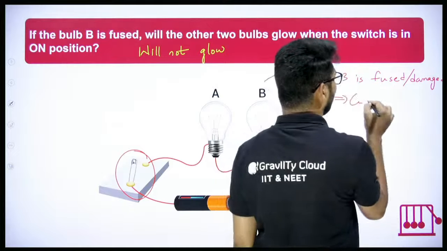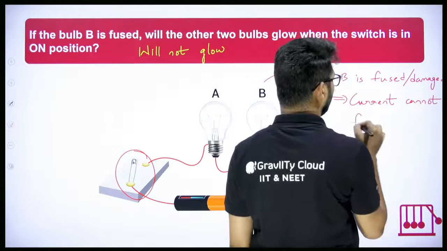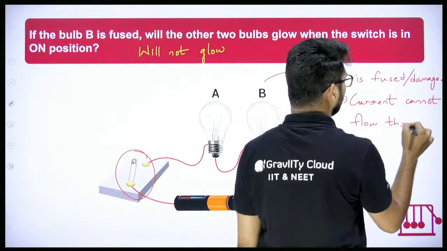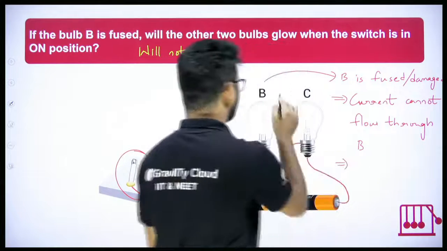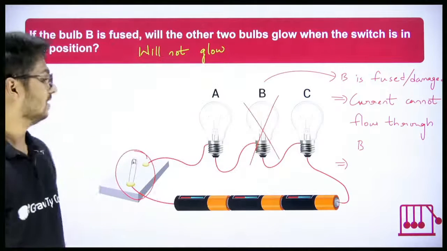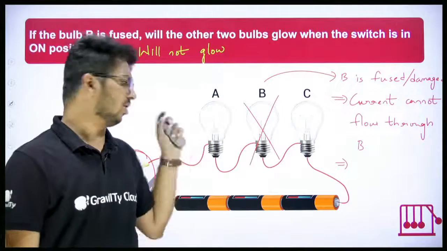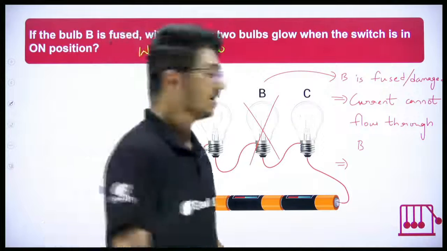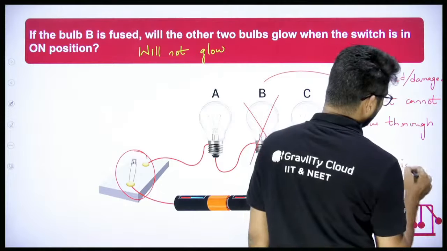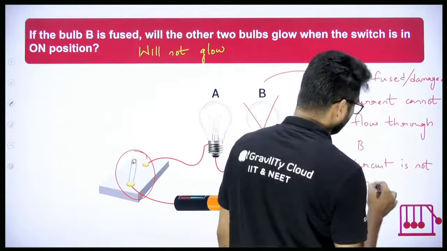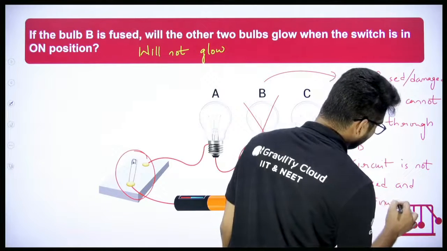That implies current cannot flow through B. So if current cannot flow through B, is it a continuous circuit? Through B it cannot flow. It cannot go anywhere through B. That means it is not a closed and continuous circuit.